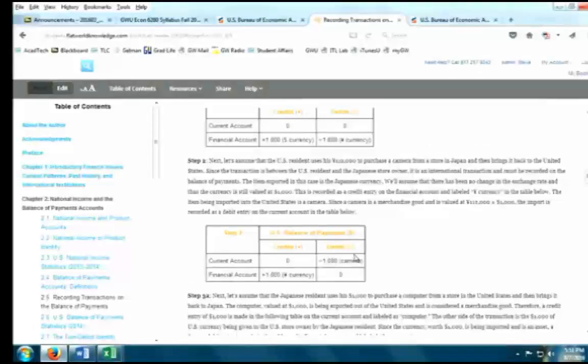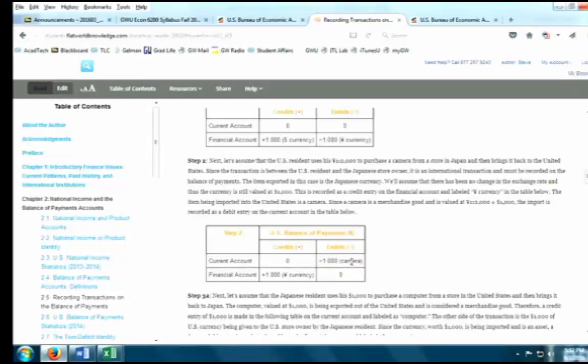Step two, let's imagine that the US resident takes the money, the 112,000 yen, and uses it to purchase a camera in Japan, thereby bringing the camera back into his possession in the United States. Okay, we measure that transaction. First of all, what's being imported into the country? The item being imported is a good, it's a camera. The value of the camera is $1,000. Because it's a good, it's in the current account. Because it's imported, it's in the debit entry. So minus 1,000 camera, debit entry on the balance of payments.